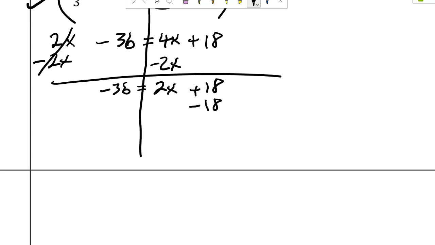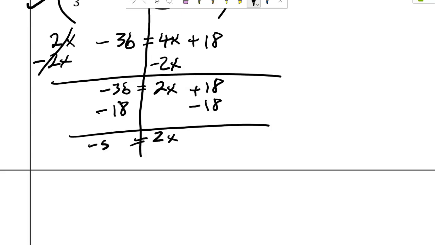So minus 18. So that is 2x equals, well, that's going to be 54. I should have said negative 54. And then because of this 2, we divide by 2, and we get x equals negative 27.